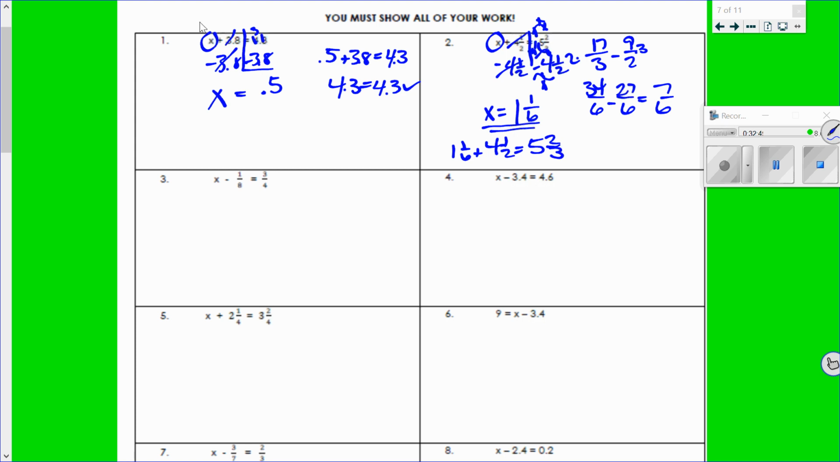To add the fractions, or mixed numbers, I can just add the fraction piece first. 1/6 plus 1/2. Do that one times 3 gets me 3/6. 1/6 plus 3/6 equals 4/6, which I can divide by 2 to give me 2/3. 1 plus 4 is 5.